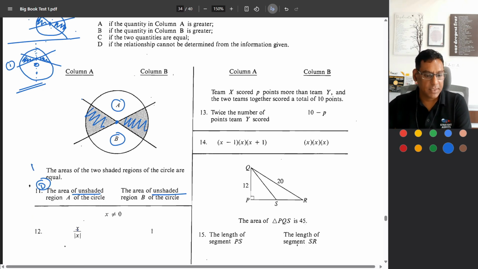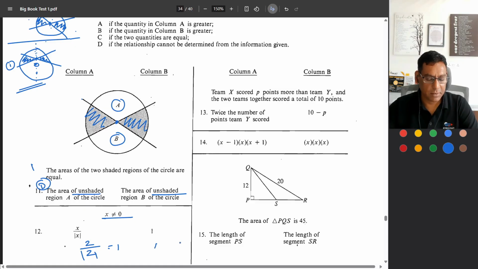Okay, let's look at 12. X is not equal to 0. All right, x divided by modulus of x and 1. All right, so let me take a positive number. 2 divided by modulus of 2. That's going to be 1. The answer is C.